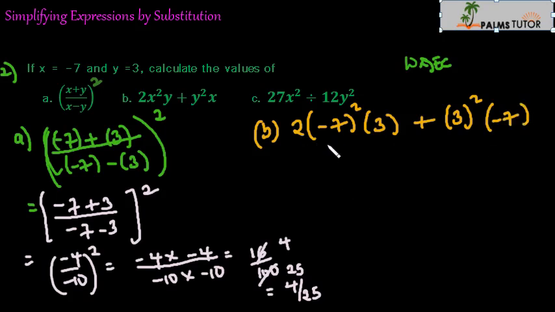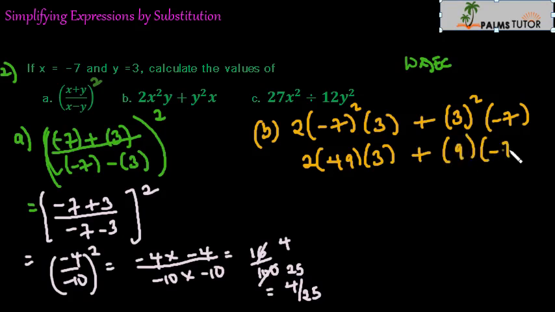So here we'll have 2 multiplied by minus 7 squared. Minus 7 multiplied by minus 7 will be 49. Another 3 squared is 9, 3 multiplied by 3, then we have minus 7. Taking my time to do it step by step. Anytime we have brackets put side by side in algebra, it means you multiply all through. So if you multiply 2 multiplied by 49 multiplied by 3, that will give you 294. Now we have 9 multiplied by minus 7, that's minus 63.